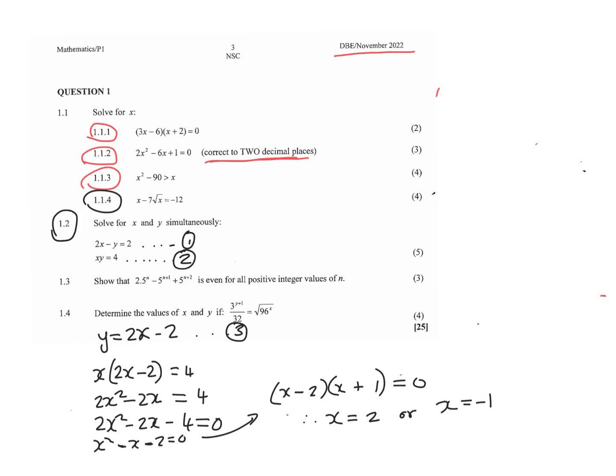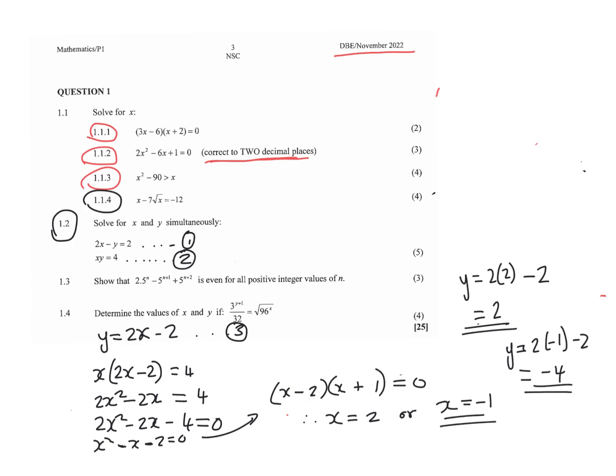We remember we are not looking for x only, so you can substitute those values of x into equation 3. So we have y equals 2 of, you put a 2 where there is x, then your answer will be 2. So that corresponds with 2. Again, we do the same thing. We say 2 of negative 1 and 2. So your answer will be negative 4. So we have solutions for y and corresponding x values. That's it. You get your 5 marks.